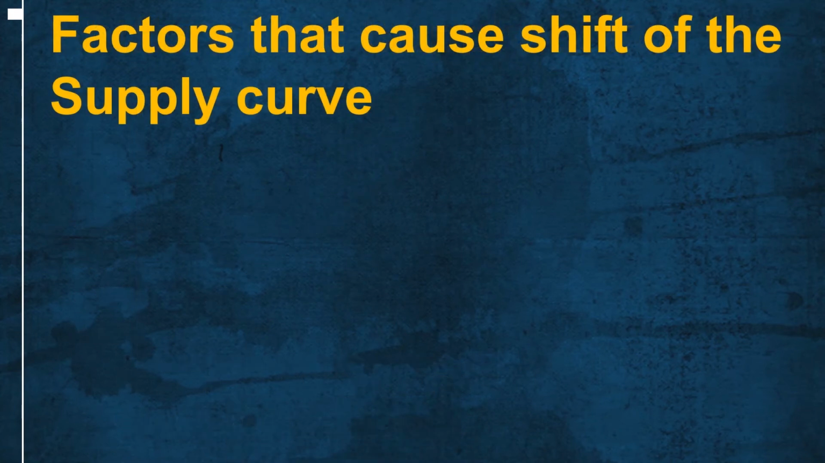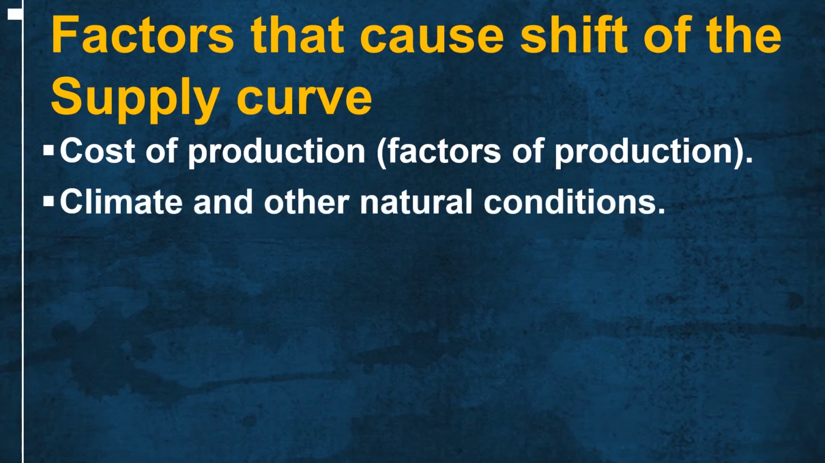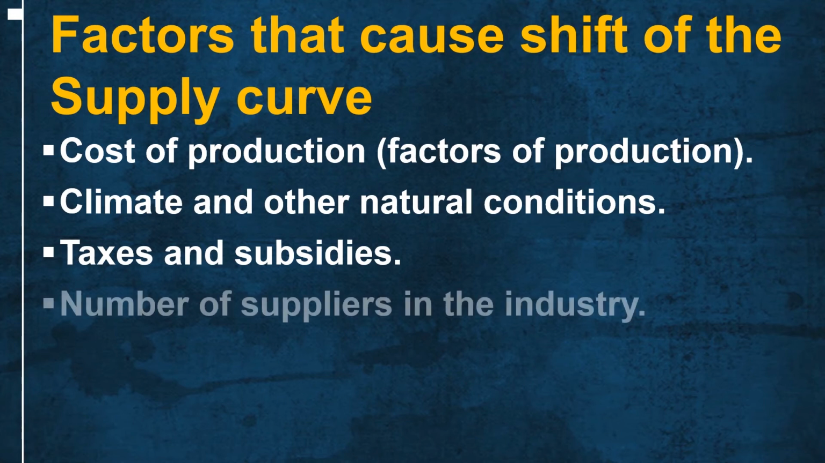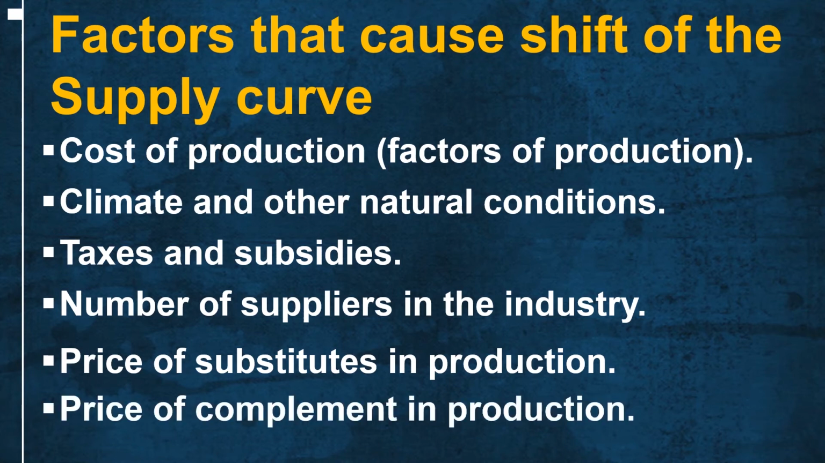Factors that determine or shift the supply curve include: number 1, the cost of production, which can include factors of production. Number 2, climate and other natural conditions. Number 3, taxes and subsidies. Number 4, number of firms in the industry, which includes suppliers. Number 5, price of a substitute in production. Number 6, prices of a complement in production.